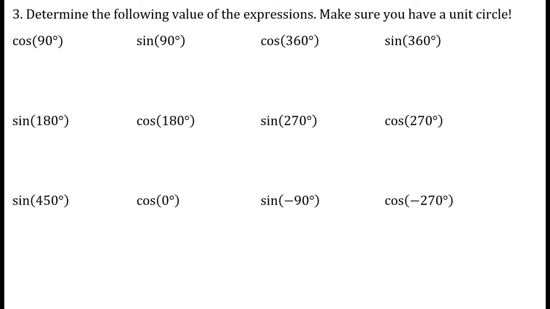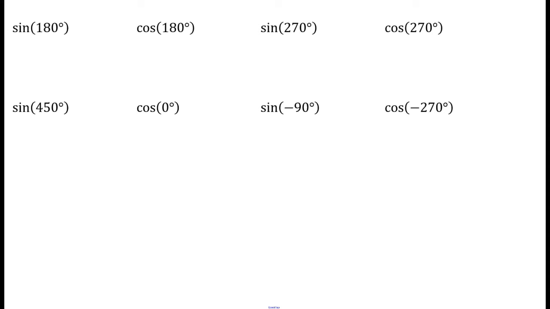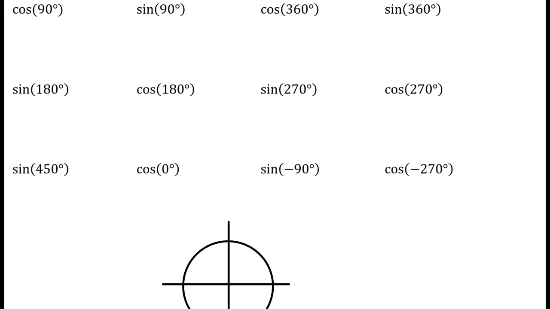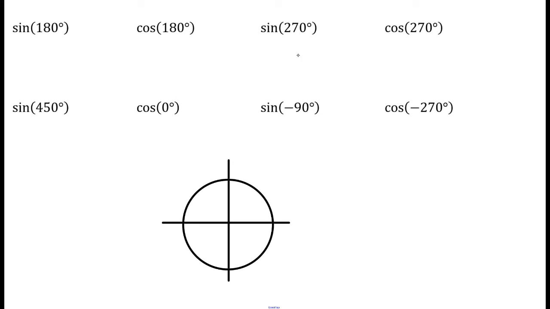Number 3, determine the following values of the expressions. Make sure you have a unit circle. I'm going to draw a unit circle down here, just so we have our unit circle readily available. This question may seem like a lot, but it's not terrible once you have that unit circle out. I notice that all of these are 90, 360, 180. All of these angle measures fall on the axes.